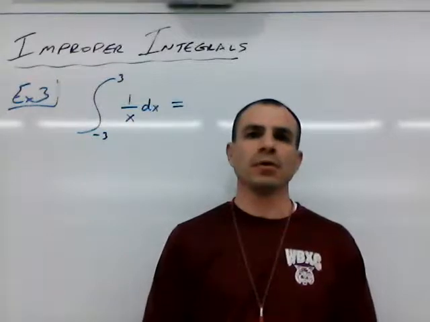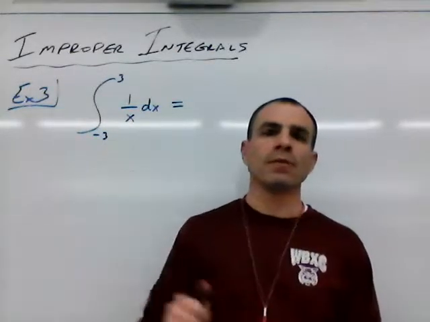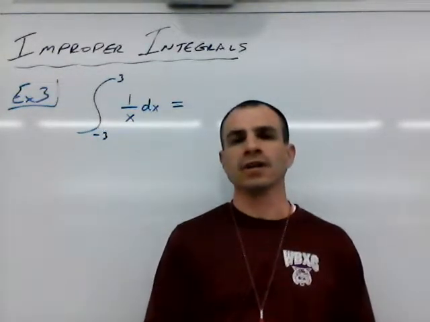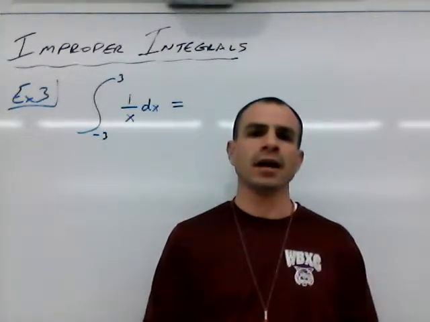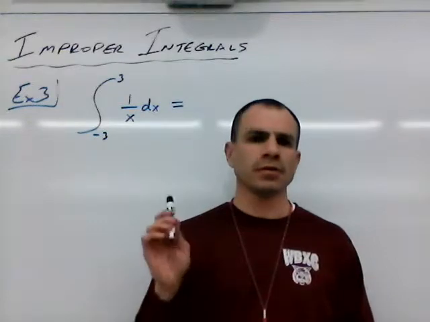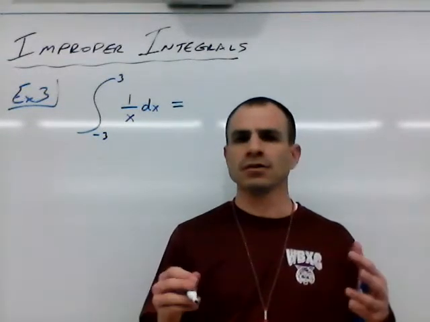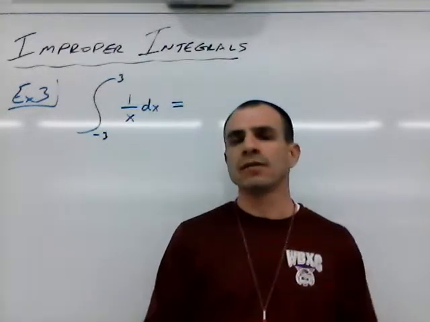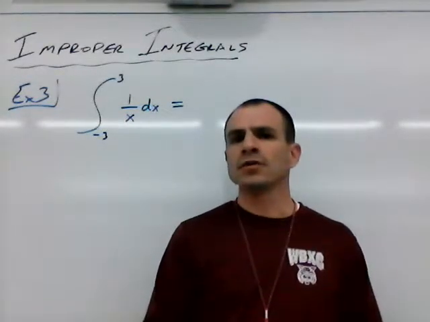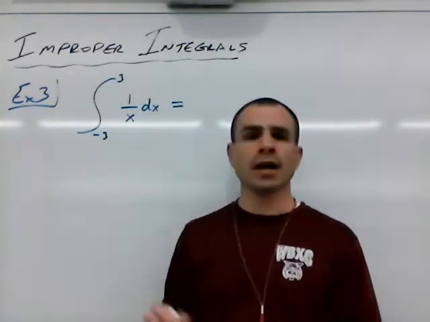For this next example, we're looking at the integral from -3 to 3 of 1 over x dx. So it's the same function, the same integrand as before. This time, though, the bounds are different: -3 to 3. Initially we think, okay, those are bounds we're used to seeing in previous definite integrals. But the concern is what's going on when x is 0.